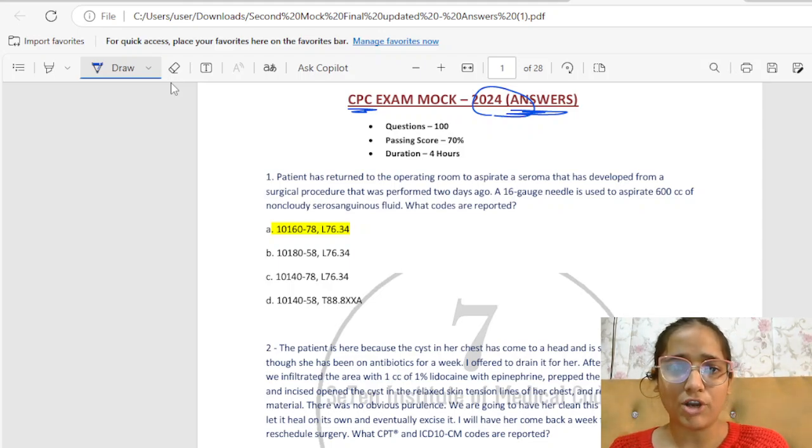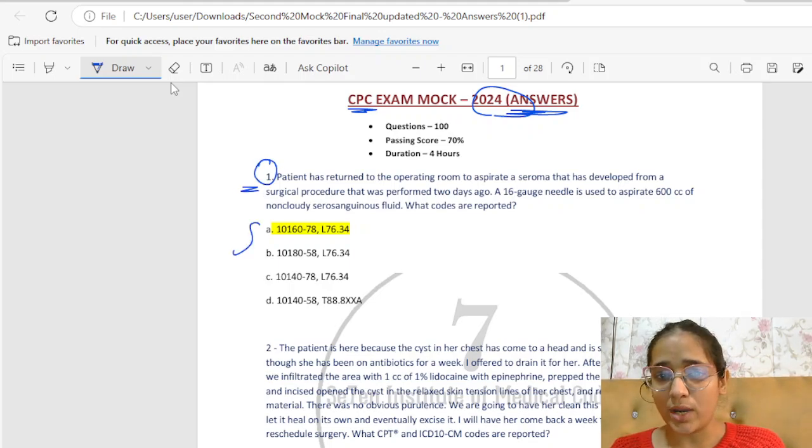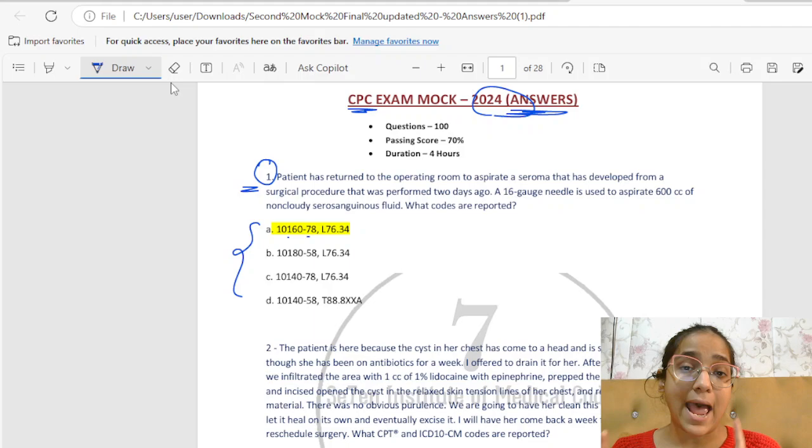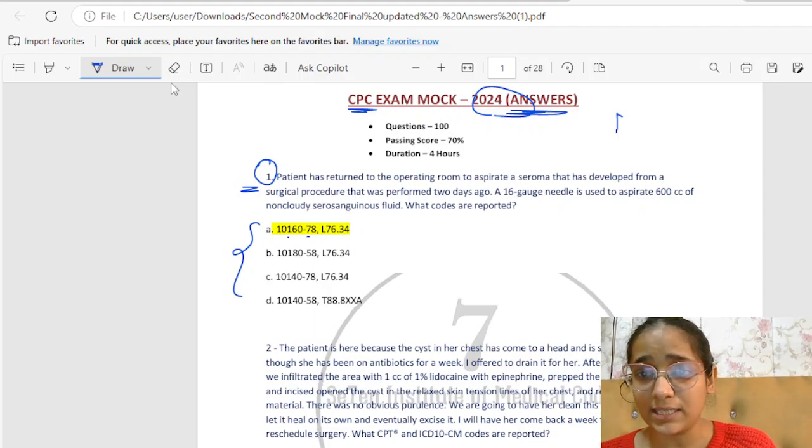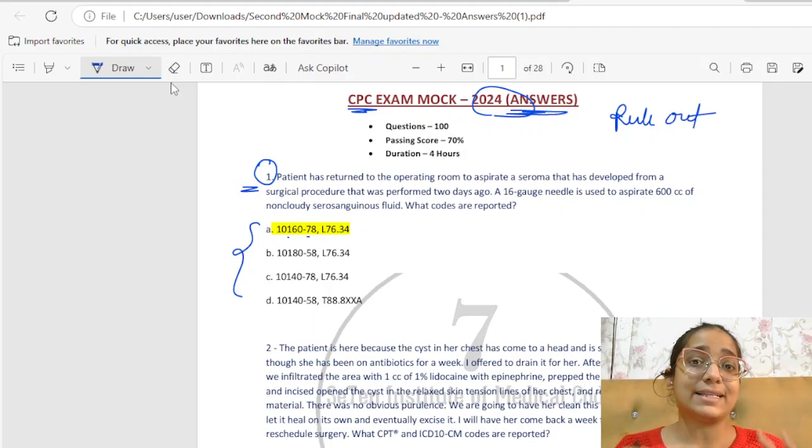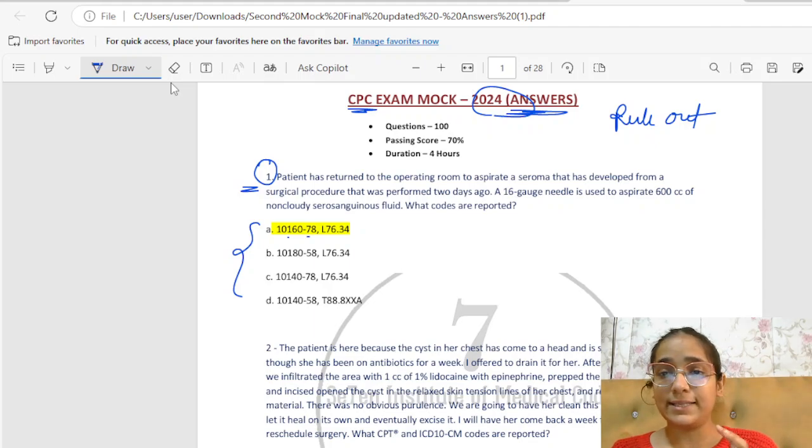So let's get to the topic. The first question is from series 1. In this question we will learn about the modifier and the CPT, and the first and most important technique is the rule out technique. Your CPC exam is majorly based on the rule out technique. You should know how to use it, and how to match the procedure description with the description of the CPT.